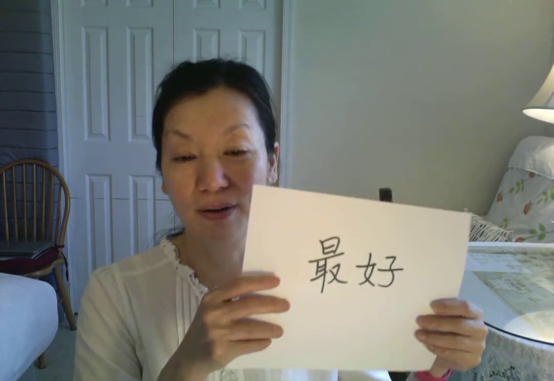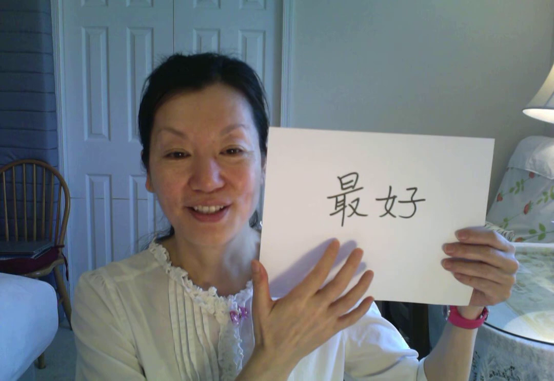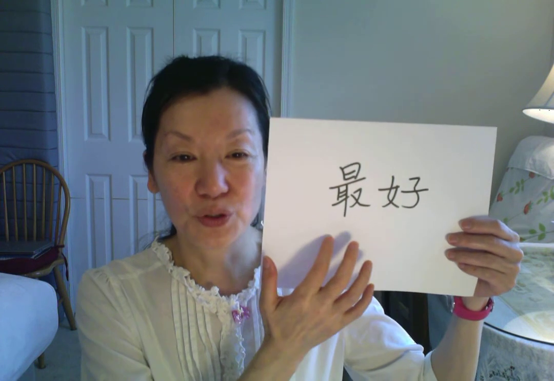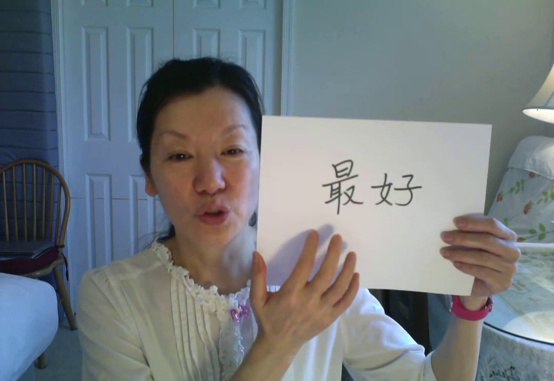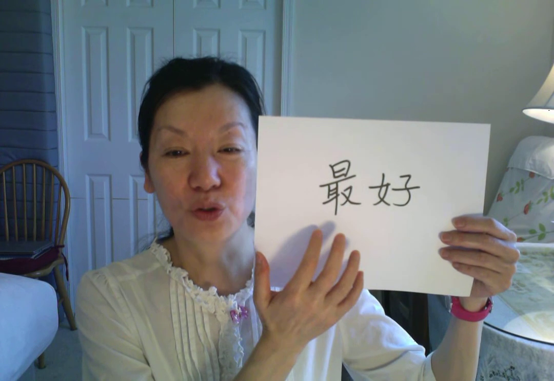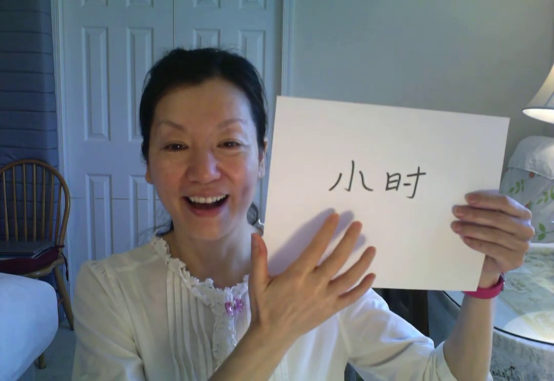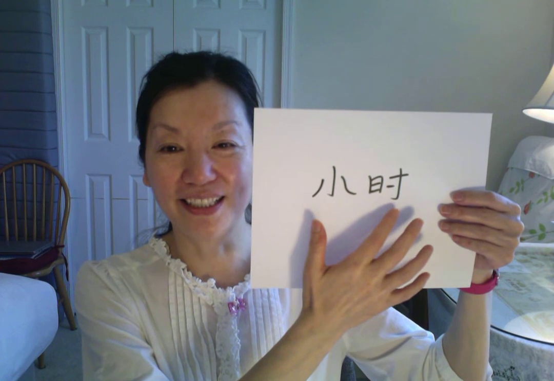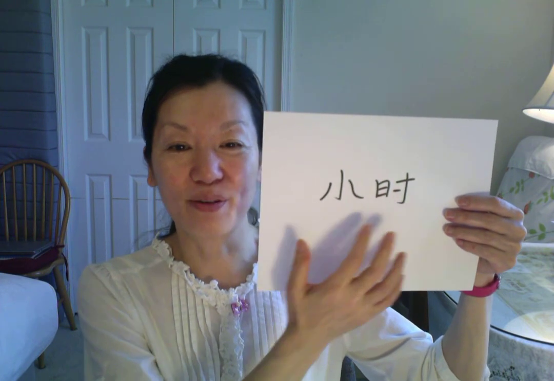So the next one here, we can see. You know this one, right? 最好, had better. 最好, yeah. The next one. 小时, you're right. 小时, hour. Okay. Let's see. Next one.